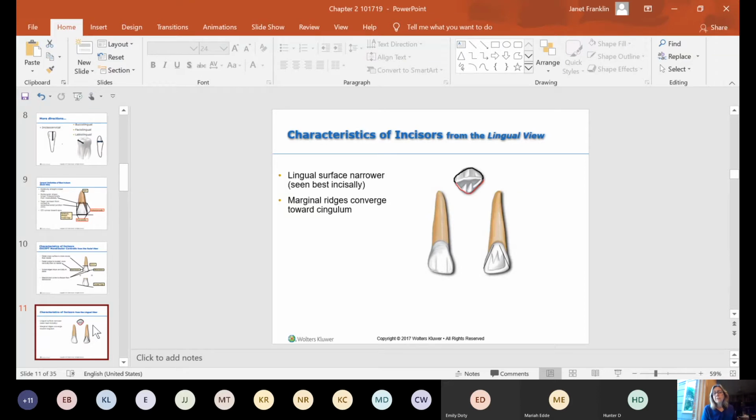Marginal ridges converge toward the cingulum. So we looked at these yesterday. We flipped the tooth over to the lingual and we looked at the marginal ridges on the incisal teeth. And I kind of pointed out that the marginal ridges angle toward the cingulum. So you can see how, because the crown angles toward the root and the cingulum is right where the root is, the marginal ridges are going to angle toward the cingulum.